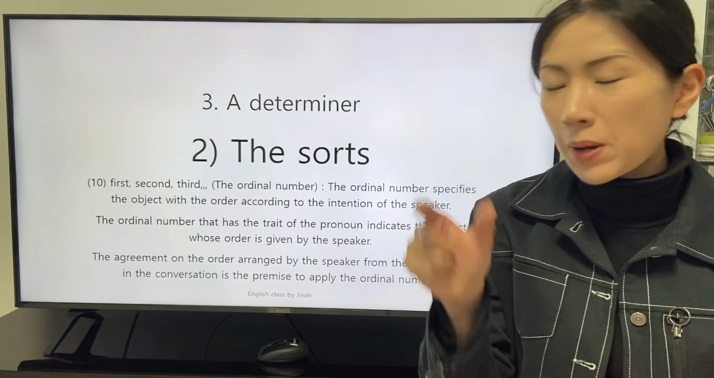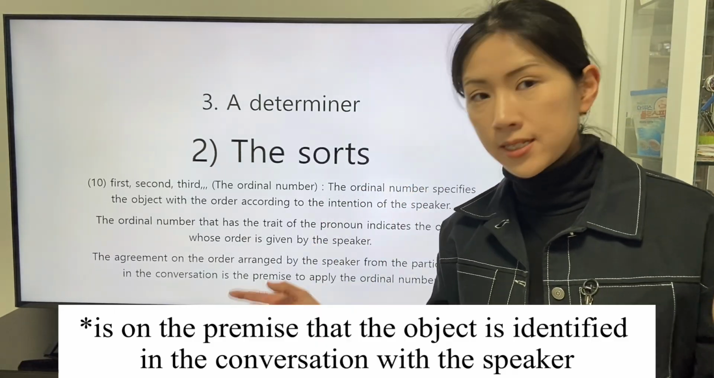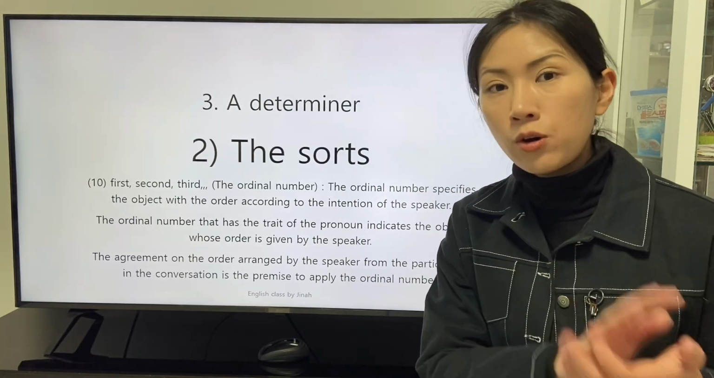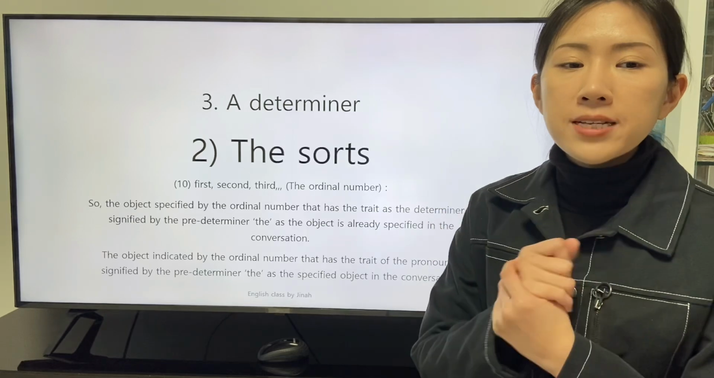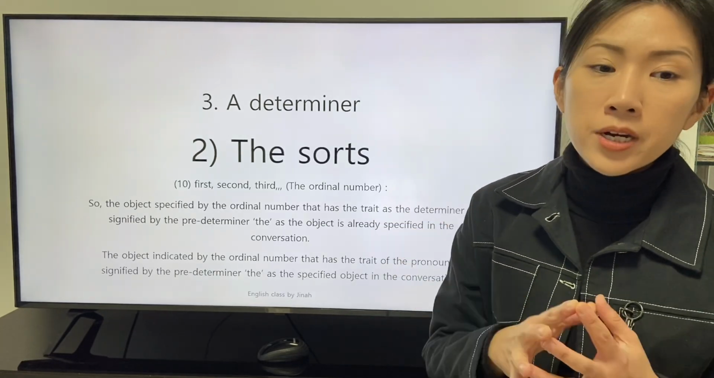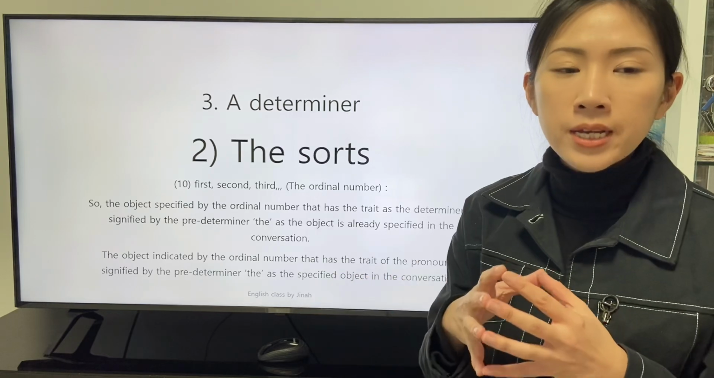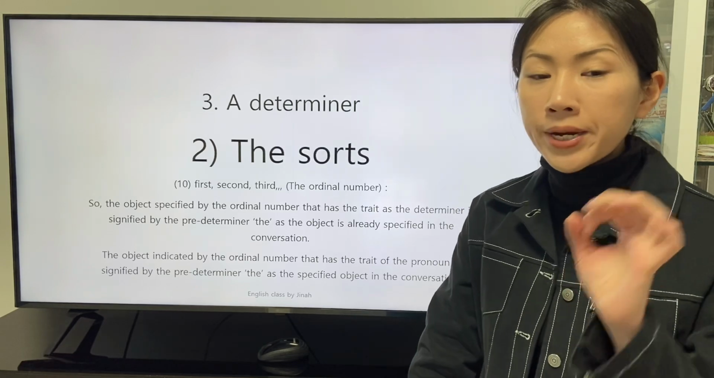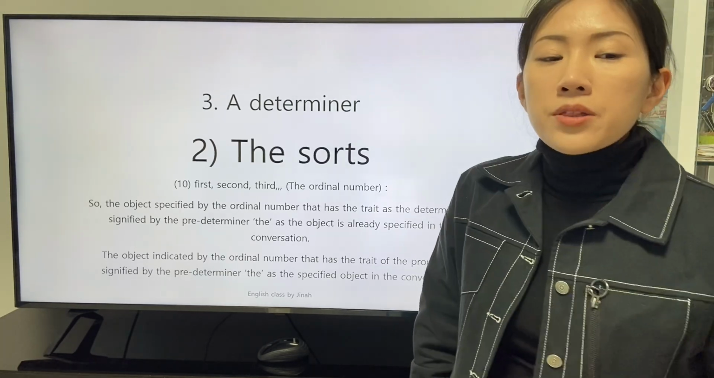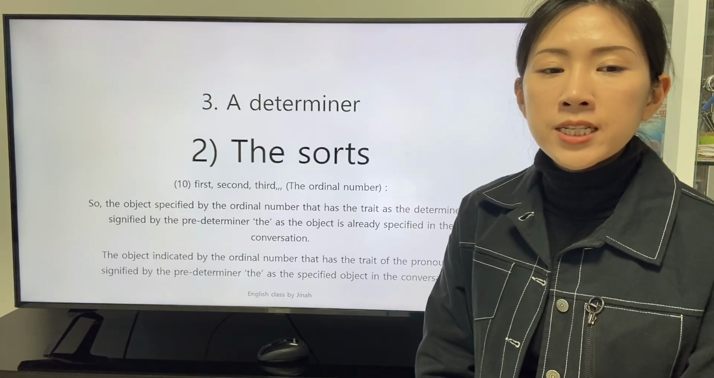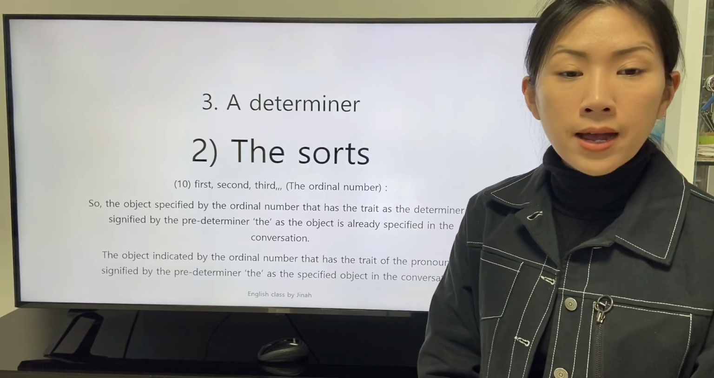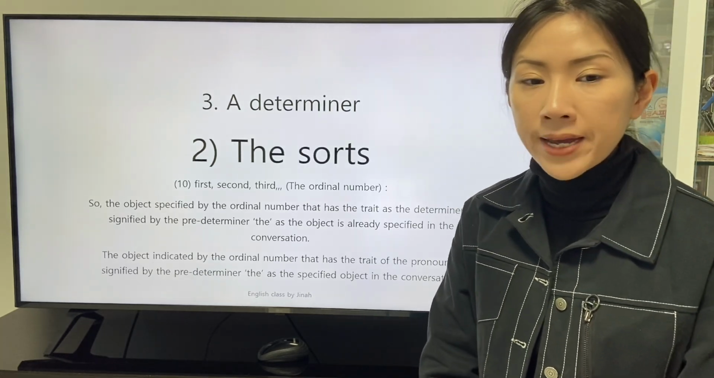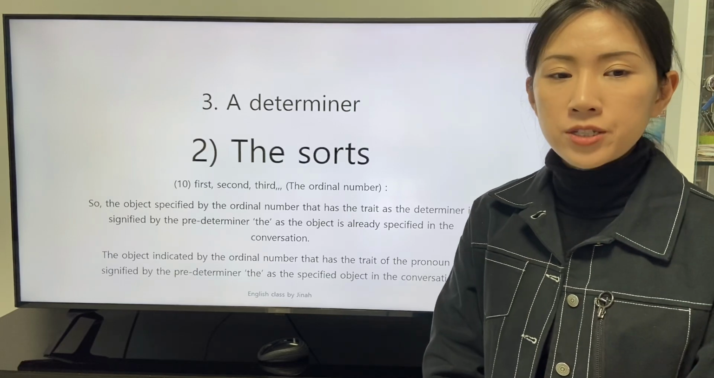Because the object is specified by the determiner, the ordinal number, the object specified by the ordinal number that has the trait as the determiner is signified by the predeterminer the, as the object is already specified in the conversation. The object indicated by the ordinal number that has the trait of the pronoun is signified by the predeterminer the as the specified object in the conversation.